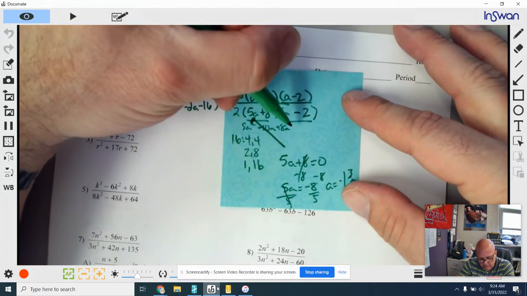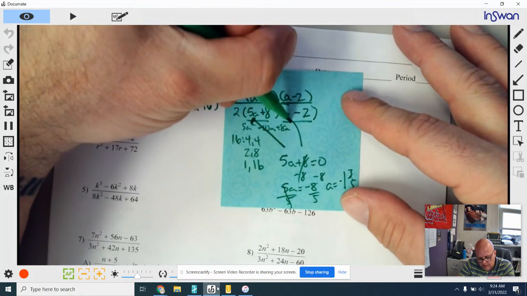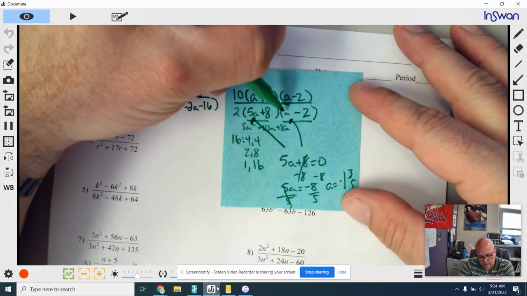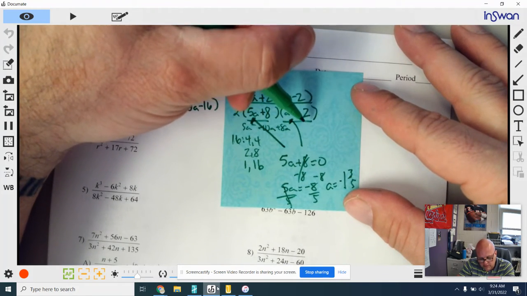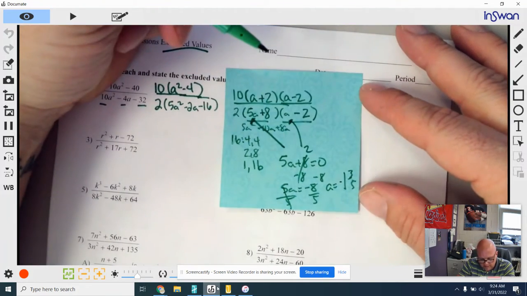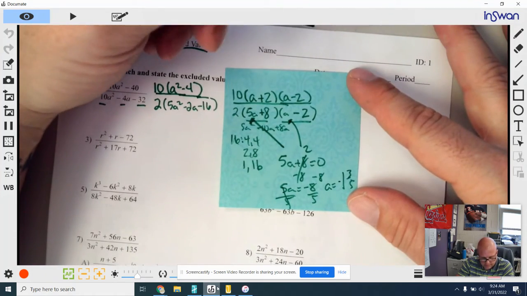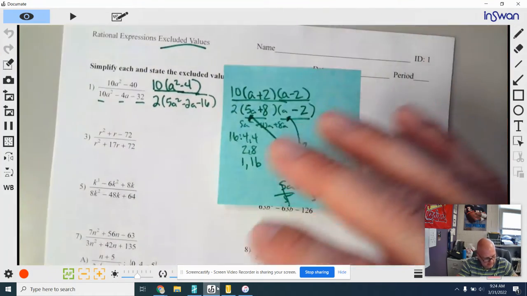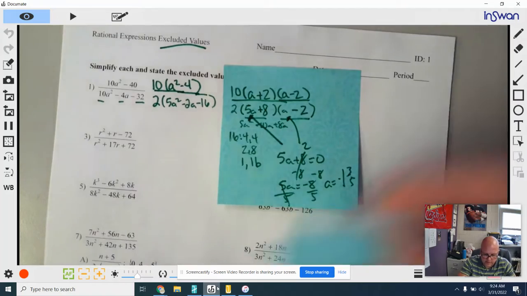We have another excluded value right here, and this one's easier. It's just thinking, what number do I plug in for here to make that parentheses equal to 0? Well, that's going to be a positive 2. So before I start simplifying, I find my excluded values.